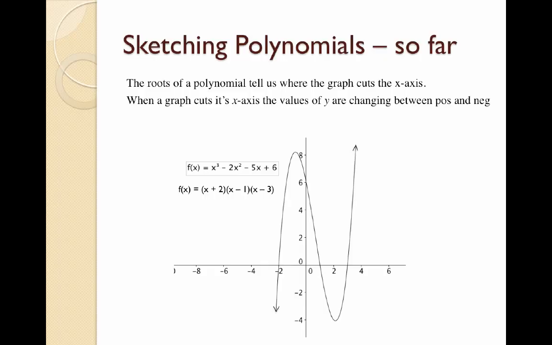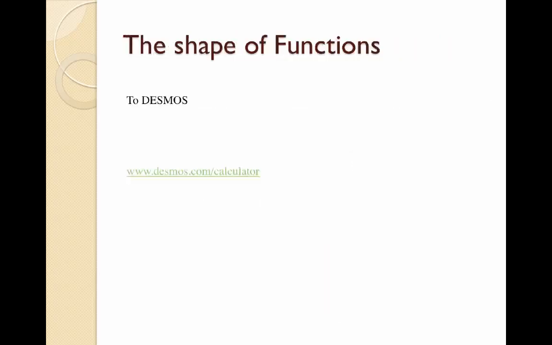In this function, x cubed minus 2x squared minus 5x plus 6, we have a product of its linear factors. We have x plus 2, meaning that it cuts at x equals minus 2. We have x minus 1, meaning that it cuts at 1. And we have x minus 3, which means that it cuts the x-axis at 3. And that just helps us to draw this function on this number plane.